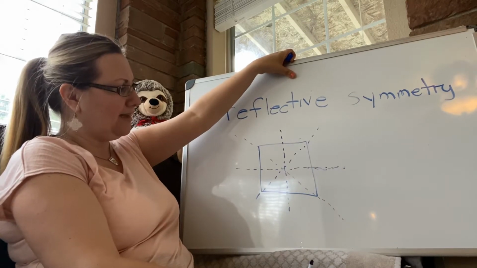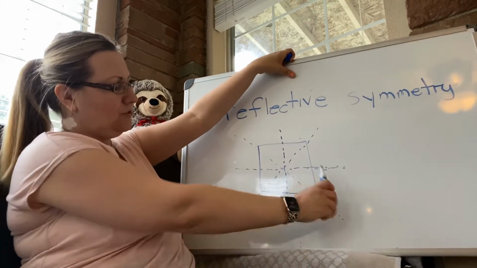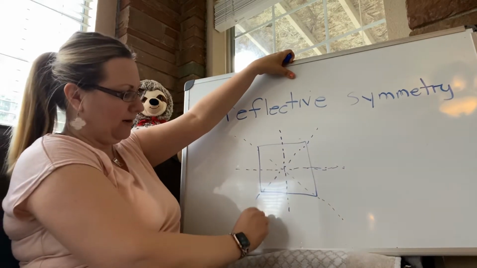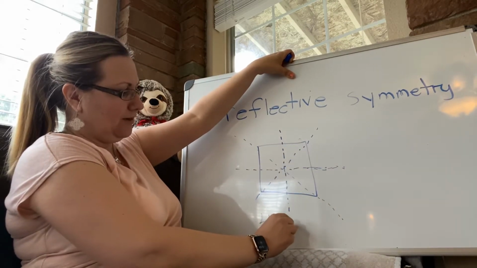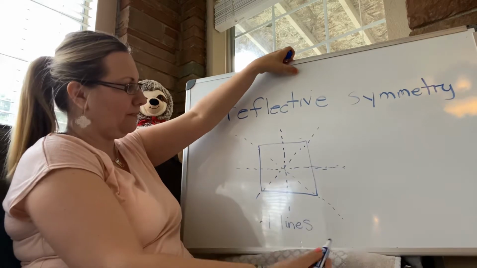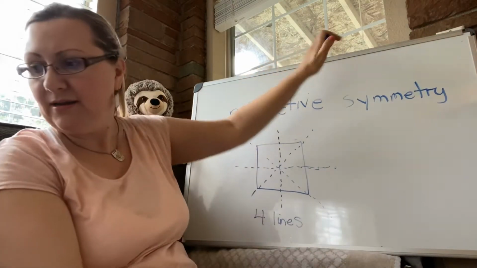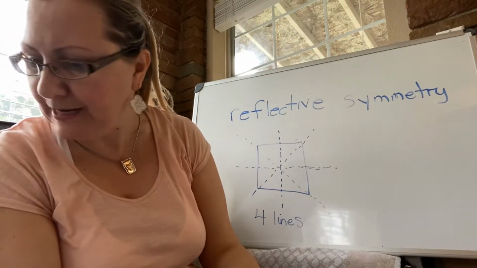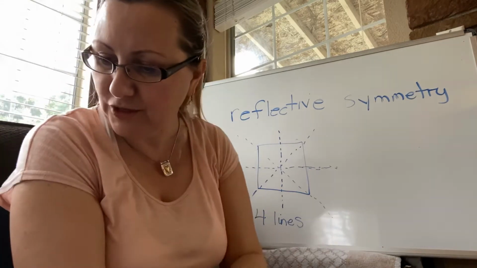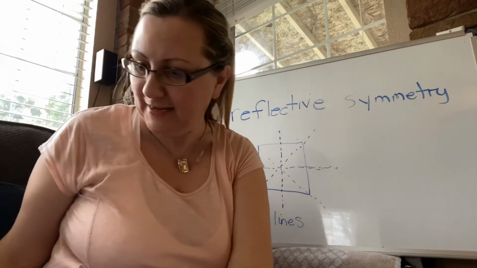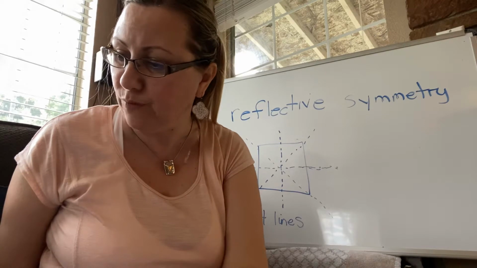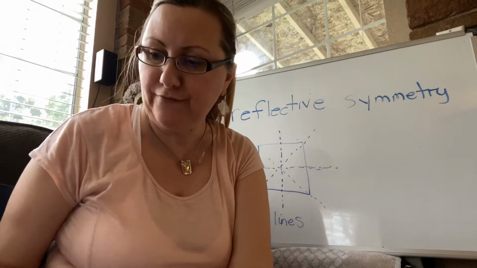So how many lines of symmetry were there? 1, 2, 3, 4. So this particular square has 4 different lines of symmetry, which is one thing that you see in example number 1 in your book on pages 548 to 549.